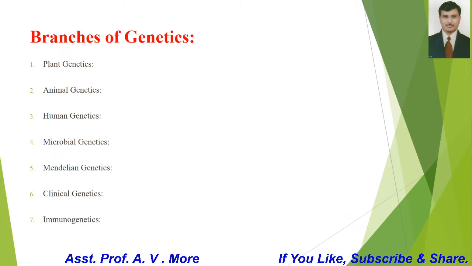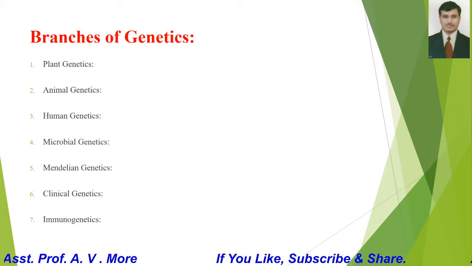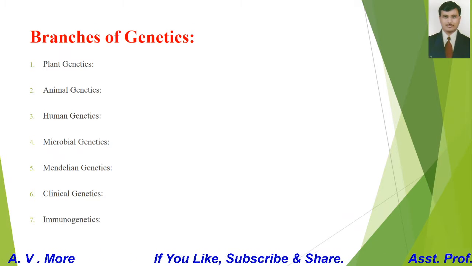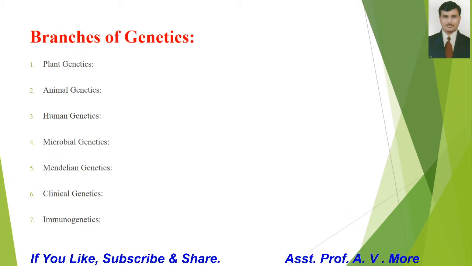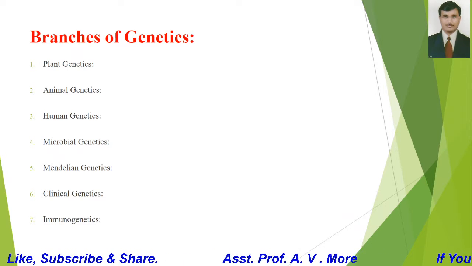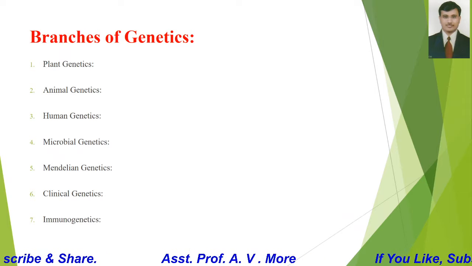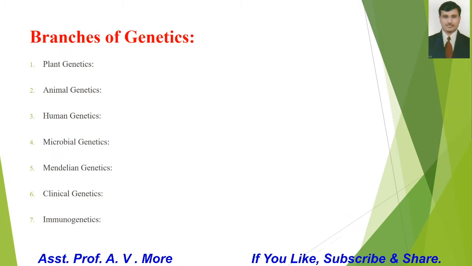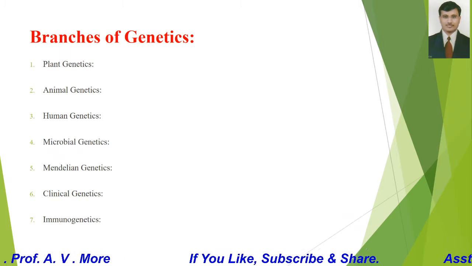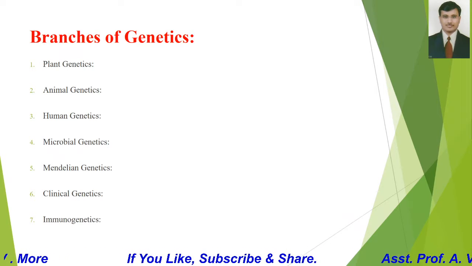Next one is microbial genetics. Friends, in this branch, genetics deals with the genetics of microorganisms, that is viruses, bacteria, unicellular plants and animals. All these organisms are included in this branch, that is microbial genetics.